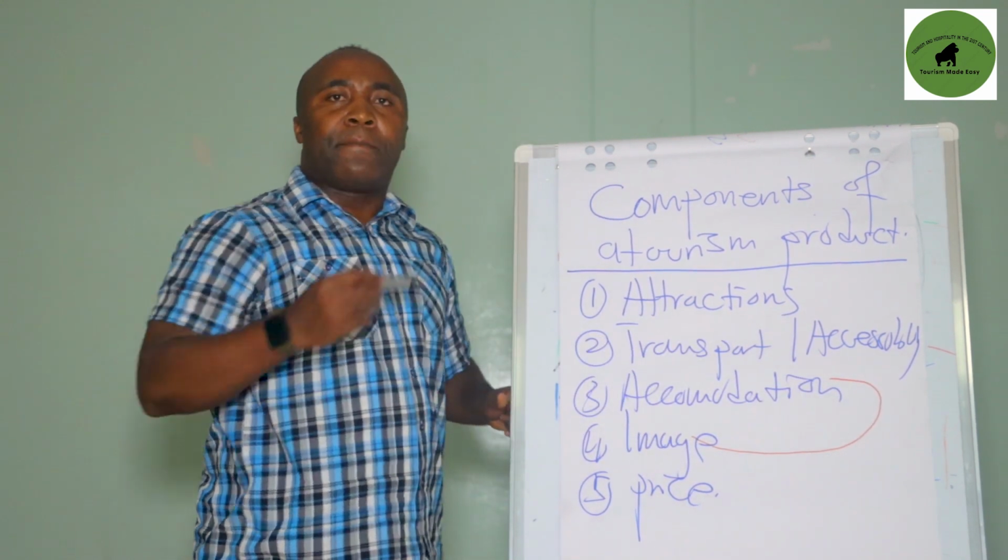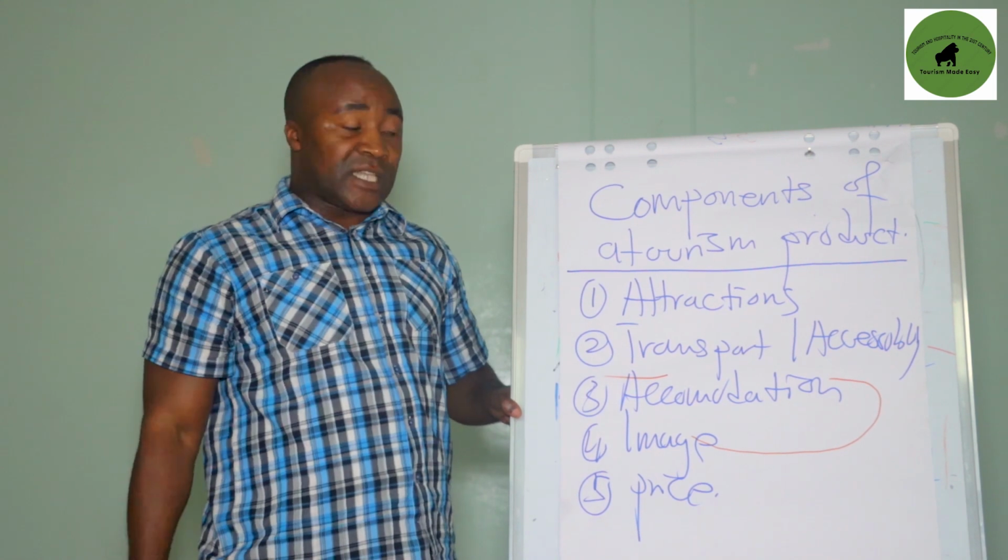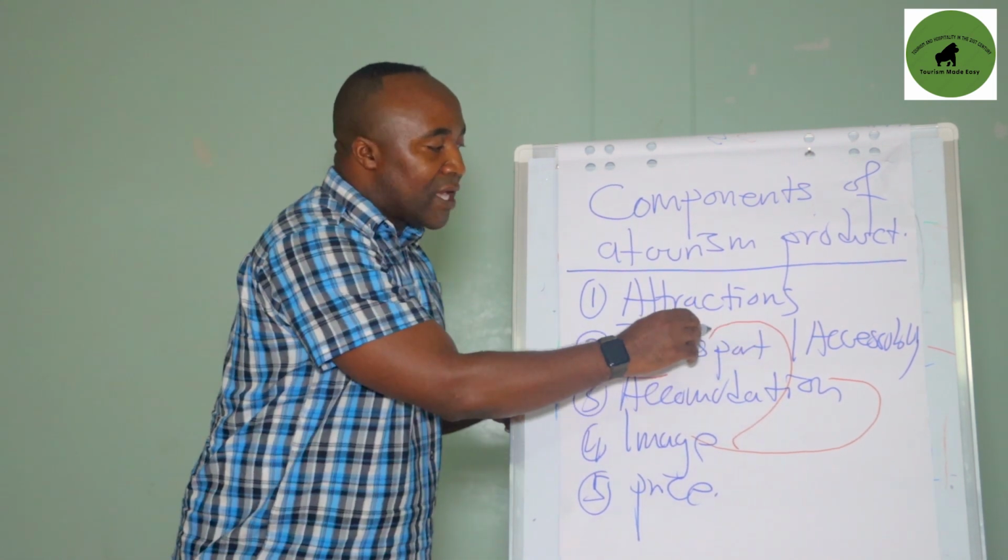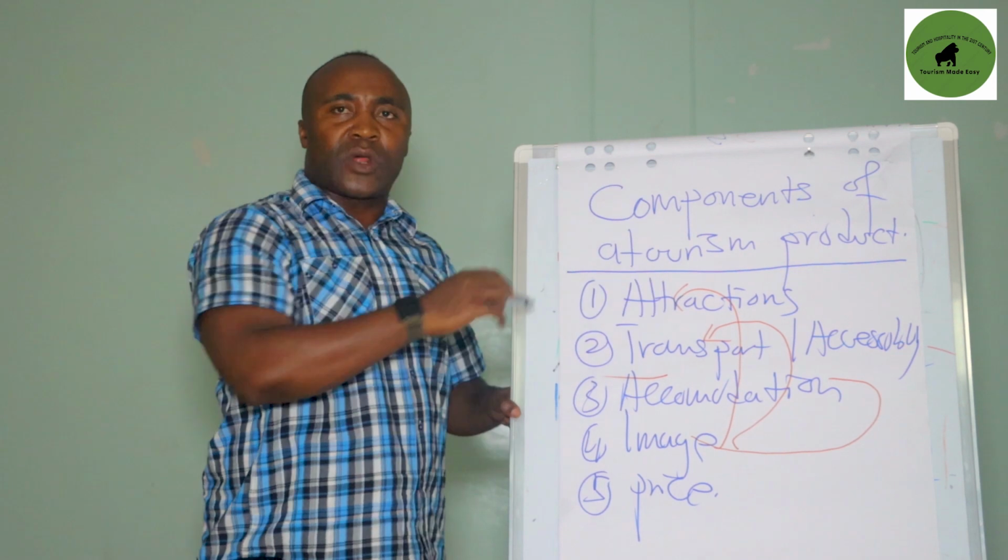You might have an image about accommodation, for example, facilities. Which image do you have about transport? Which image do you have about attractions?